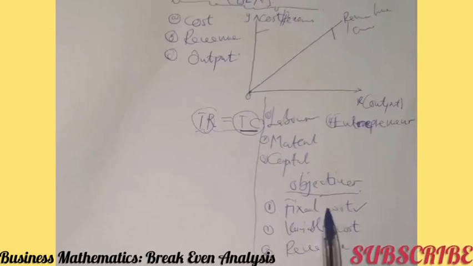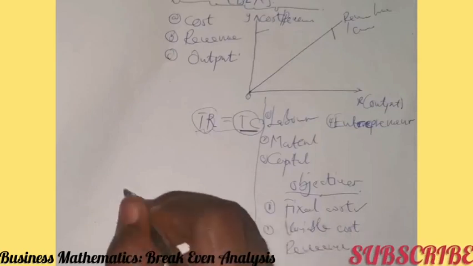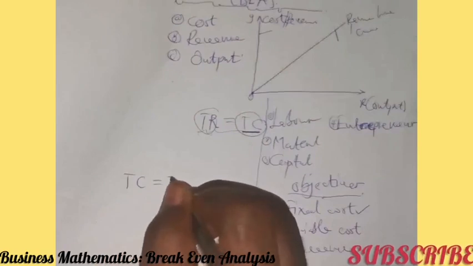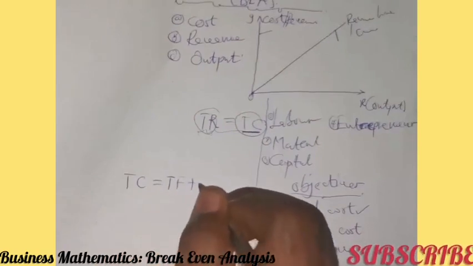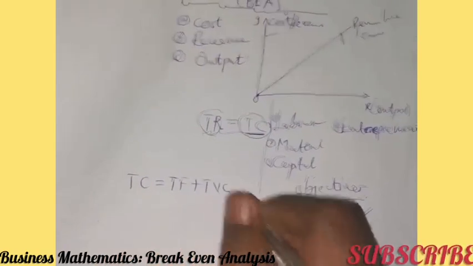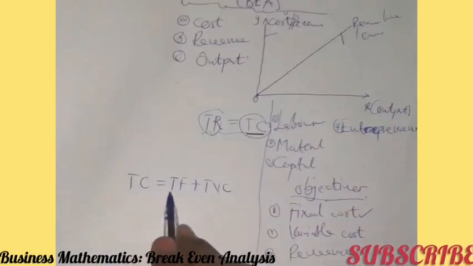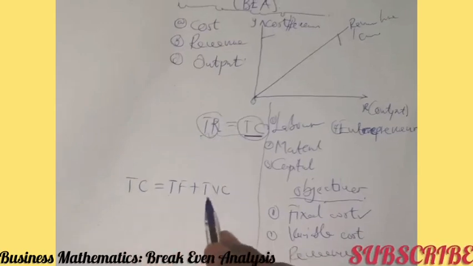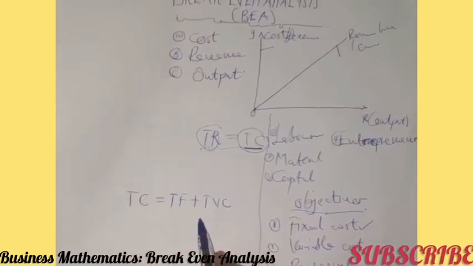I hope that's okay. So we are saying that to determine your total cost, total cost is equal to your total fixed cost plus your total variable cost. So anytime you add your total fixed cost plus your total variable cost, you are getting the total cost for the organization. But what is the meaning behind these costs that we are talking about? What is total fixed cost?